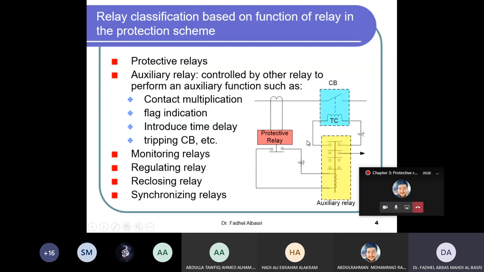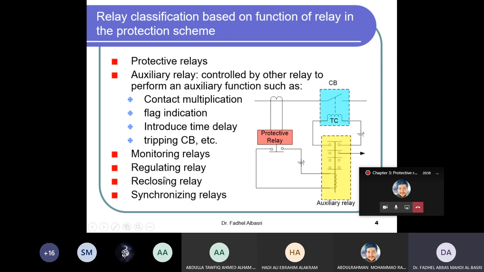It could be a protective relay, whose function is to monitor current or voltage, frequency, or a difference in current or impedance, based on which you detect the presence of a fault or abnormal condition. This is a protective relay. And I also introduced another type of relay, which is used as an auxiliary relay, used for time delay or multiplying the contacts or as a flag.